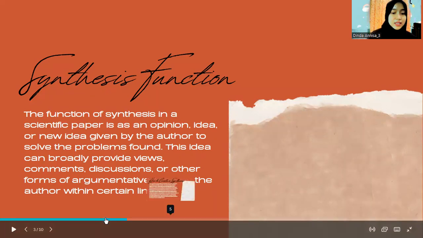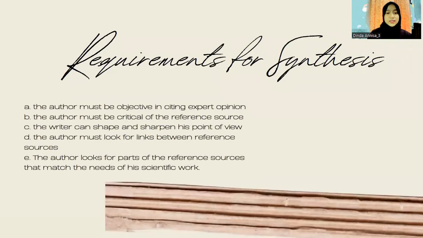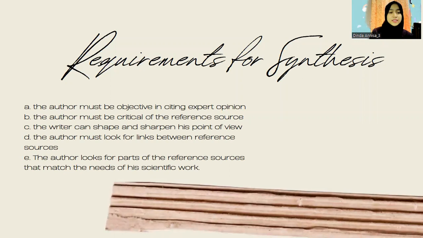And the third, and that is the requirements from synthesize. In the preparation of the synthesize, there are 5 requirements to make a synthesize. Namely, the first is the author must be objective in citing expert opinion. The author must be critical of the reference sources. The writer can shape and sharpen his point of view. The author must look for links between reference sources. And the last is the author looks for part of the reference sources that match the need of his scientific works.